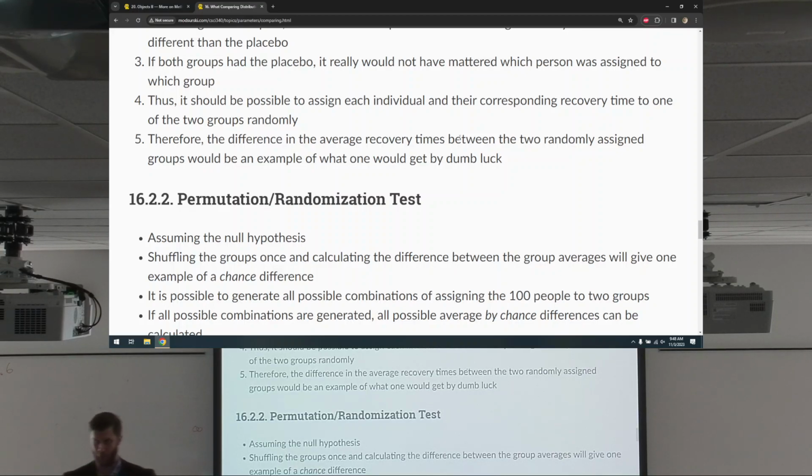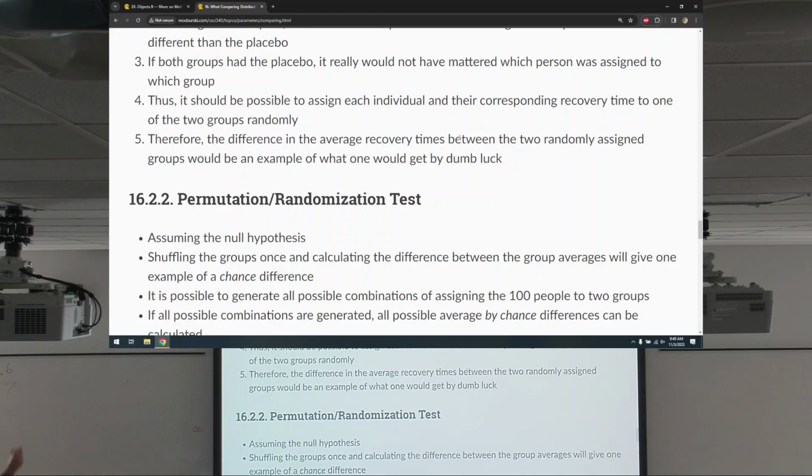So I take the people, I shuffle them, look at their new distributions. Their measurements don't change. Each person, their recovery time goes with them to the group that they go to. And then after they're assigned 50 people, I measure their difference again. Another dumb luck observation. And this time I measure it, and maybe the recovery time difference was like 0.7.